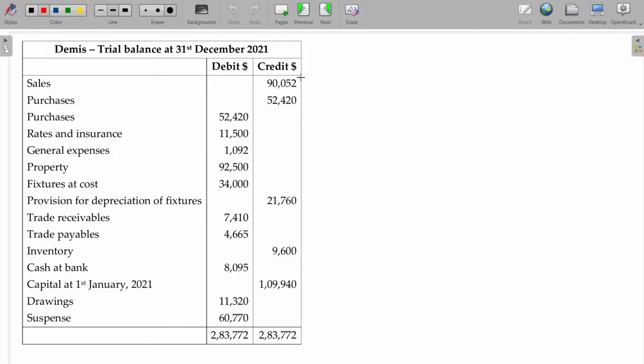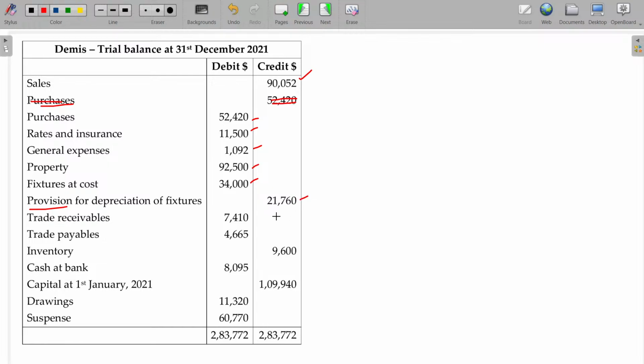Sales should be on the credit side. This one is correct. Purchases should be on the debit side, but they have posted the purchases in debit and credit. So I cancel the item on the debit side. It should be only on the credit side. This is correct. Rates and insurance should be on the debit side. Correct. General expenses should be on the debit side. Correct. Property assets should be on the debit side. Correct. Fixtures cost should be on the debit side, 34,000. Correct. Whenever it is a provision, it should be on the credit side.